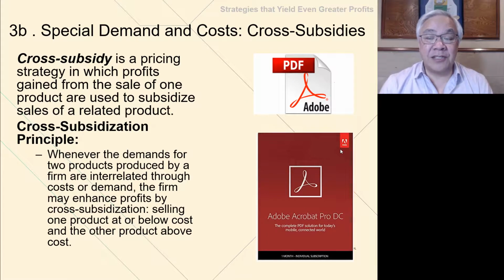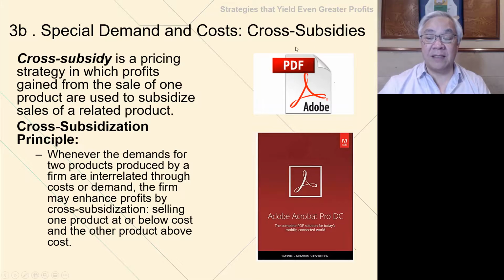The next condition is a cross-subsidy. We're all participants in this one, I'm sure. This is where a company sells one at zero or low cost in order to subsidize the main product that they make money on. And that's the idea of a cross-subsidy.